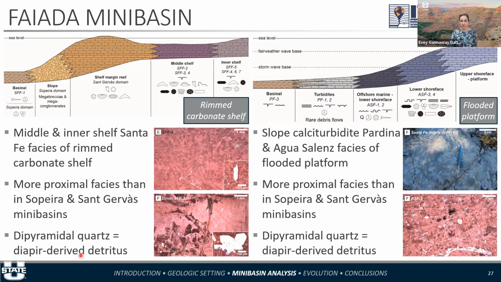Another key piece of data here is the occurrence of these dipyramidal or doubly terminated quartz grains that you can see in these lower images here. These are locally known as Jacintas de Compostela. These are derived from the Kuiper evaporites. So in other words, these are diapir-derived detritus out of the Kuiper evaporites.